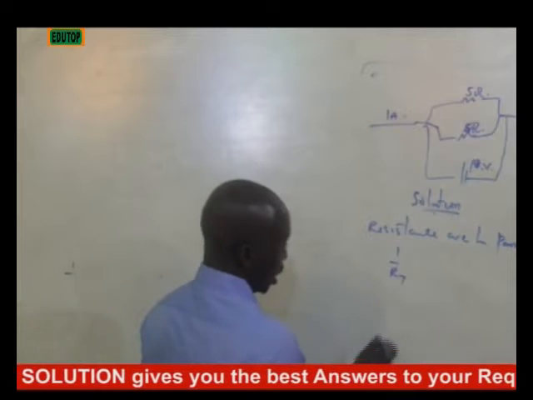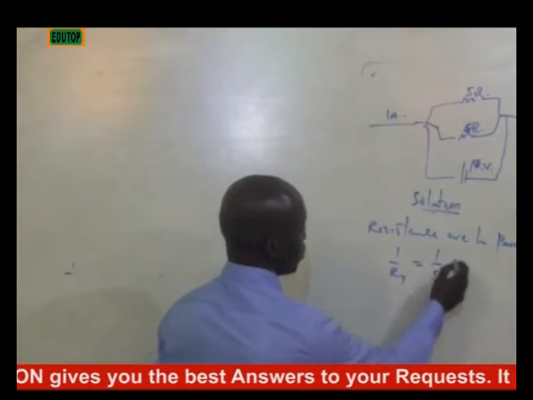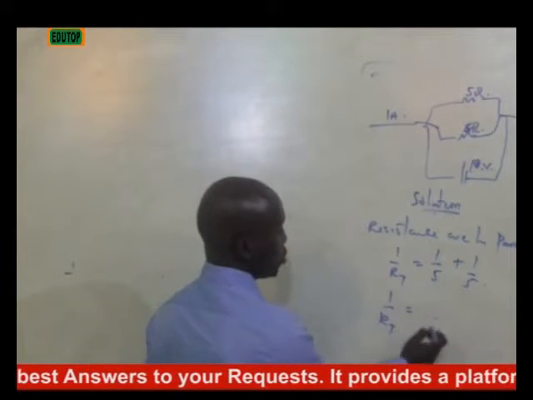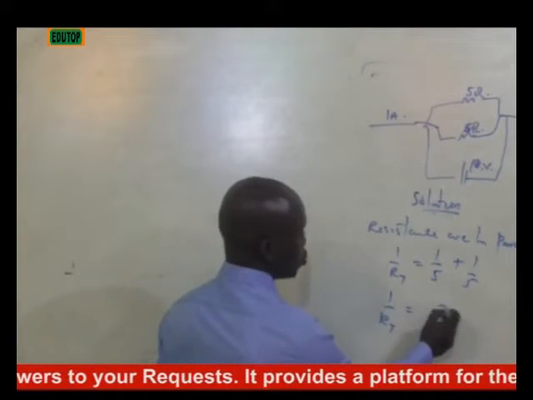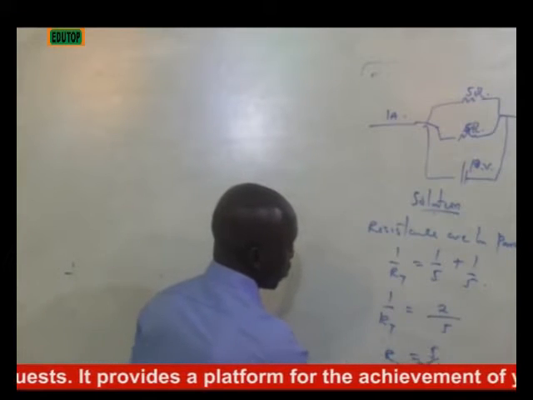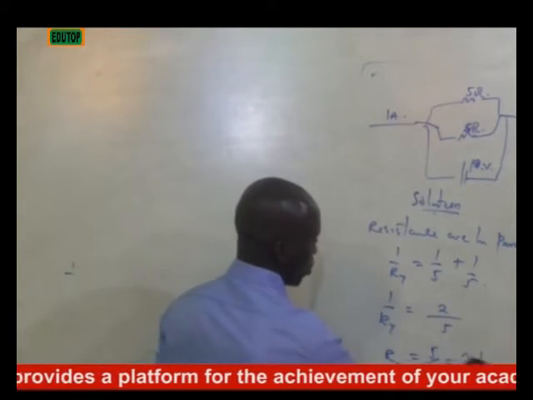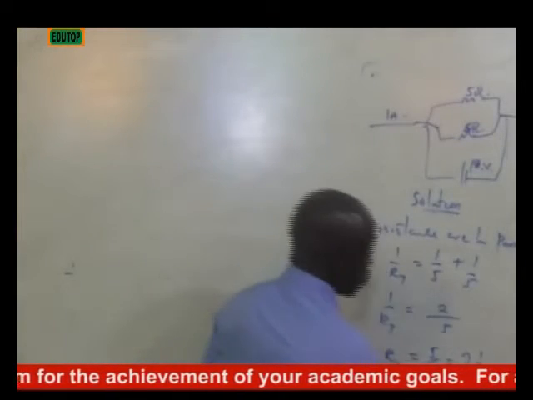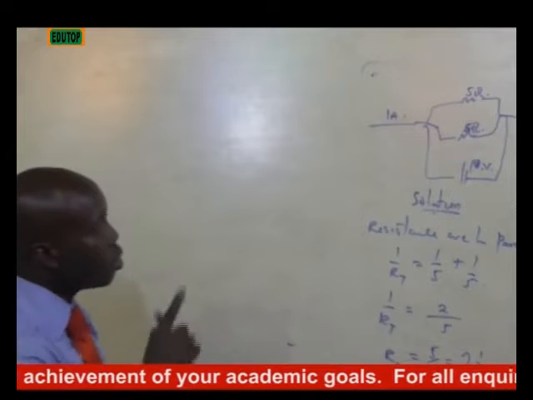When they are in parallel, 1 over R total equals 1 over 5 plus 1 over 5. So from there you have 1 over R total equals 2 over 5. When you invert, you have RT equals 5 over 2. That has given me my total resistance. Now I'm going for energy.